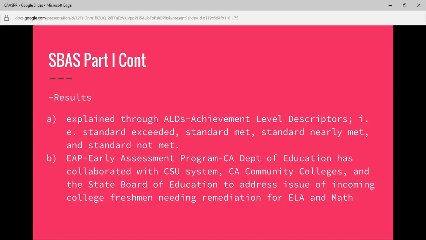They came together to address the increasing number of college freshmen that need remediation in English language arts and math. The way the program works is that the CSU system gives 11th grade students, their families, and their schools early signals about their readiness for college coursework. This program helps high schools with their college prep programs and also lets individual students know their college preparation status.